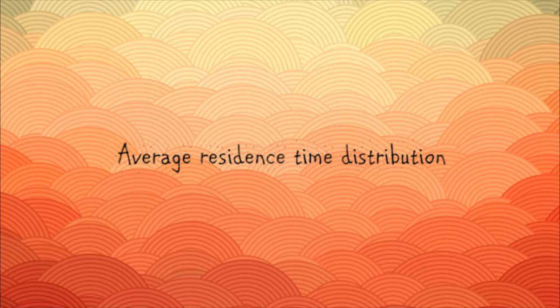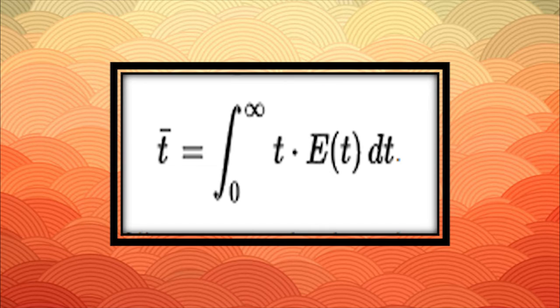On the other hand, the average residence time is given by the first moment of the age distribution. The mean residence time, denoted as t bar, equals the integral from 0 to infinity of t E(t) dt. The continuous stirred tank reactor has its own advantages and disadvantages.